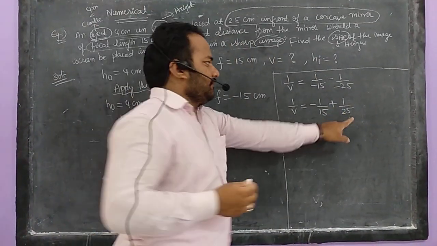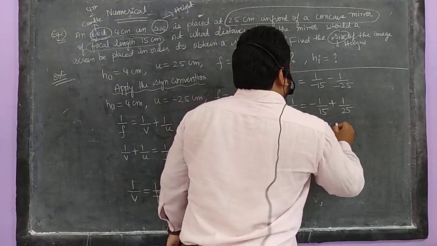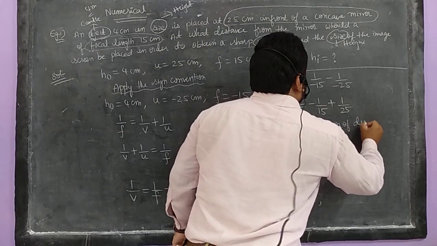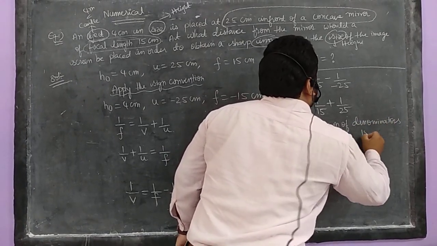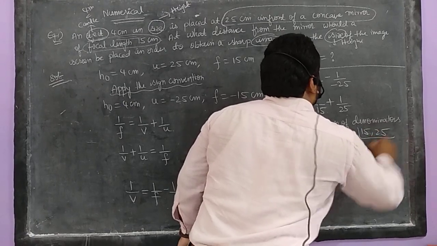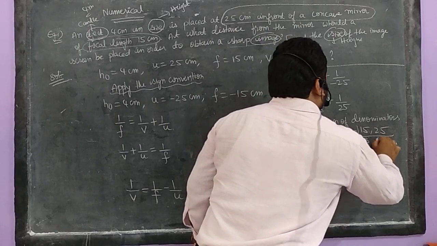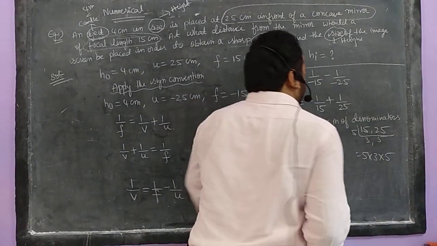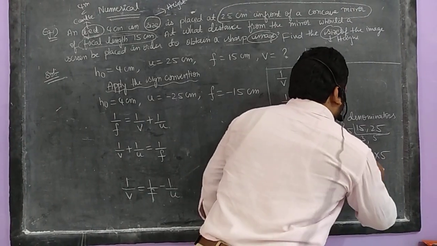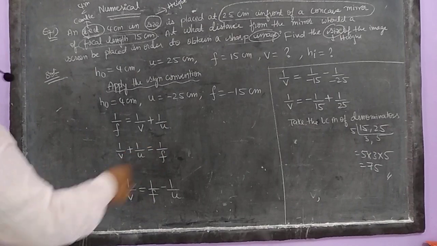Let us take the LCM of denominators. What is that? LCM of denominators 15, 25. If I take 5 table common for 15, 25: 5 threes are 15, 5 fives are 25. So 5 into 3 into 5, 5 threes are 15, 15 fives are 75. LCM is 75.